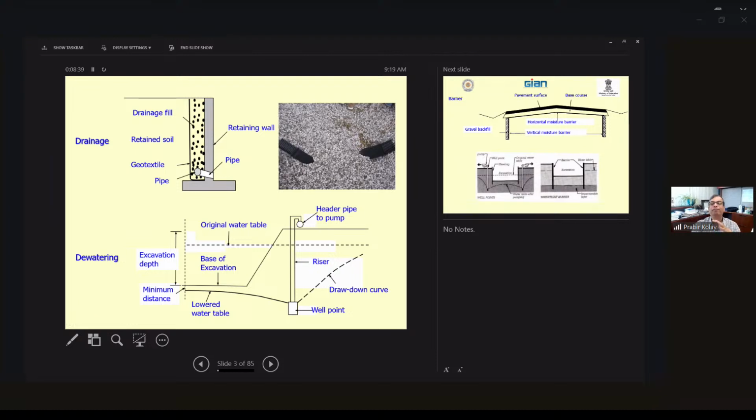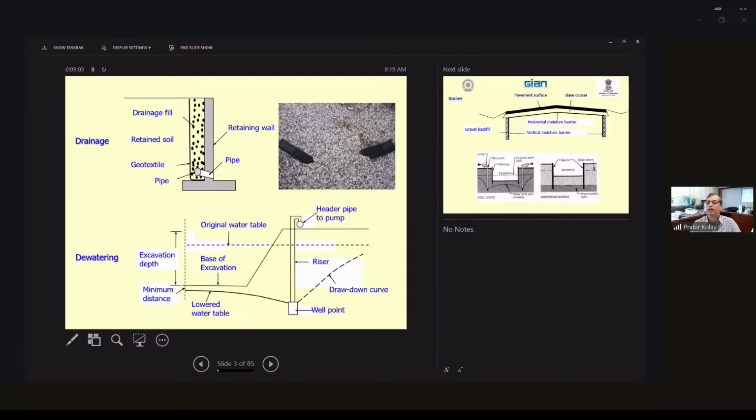using just like a coarse grain gravel there, and then also they put a geotextile on the top layer, and there is a pipe. So that's how we do the drainage only, so that on the retaining wall, all the drain water will go. Dewatering, again, using some type of pump to get rid of the water.